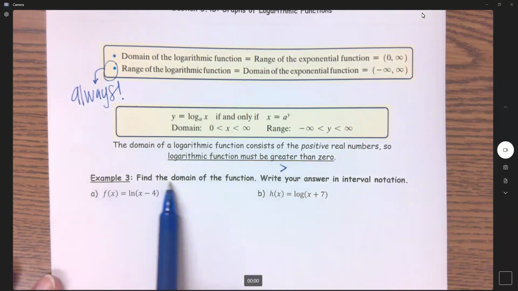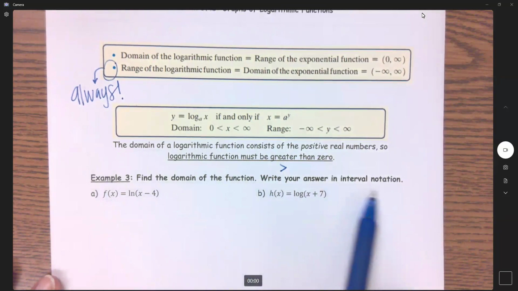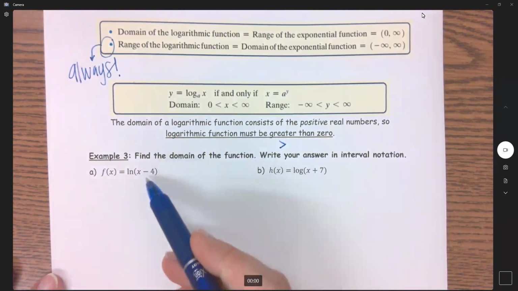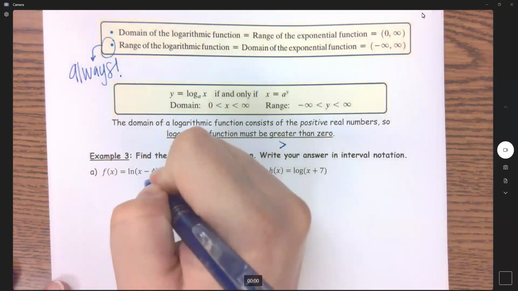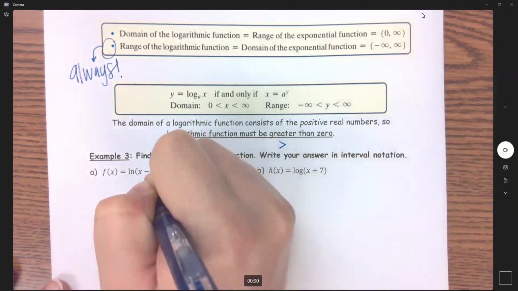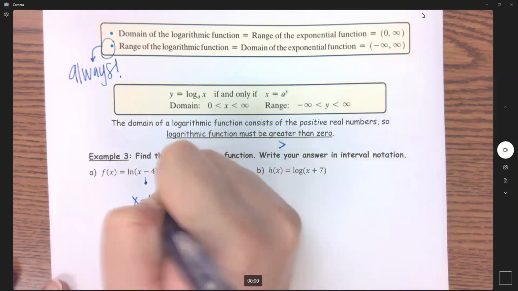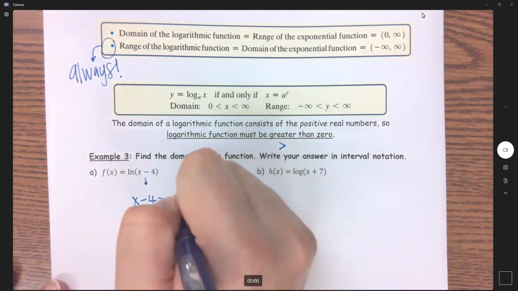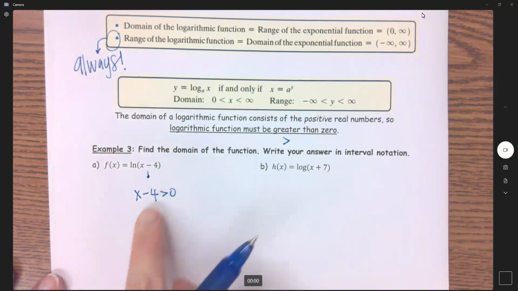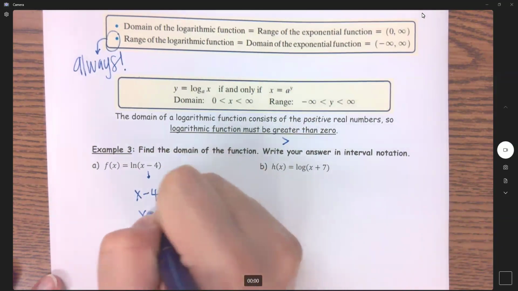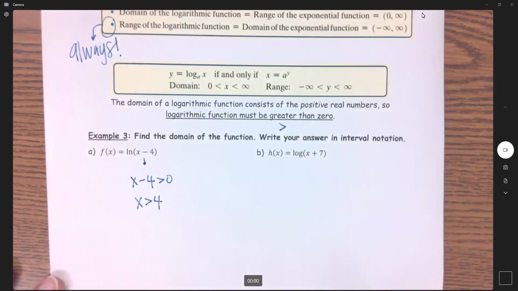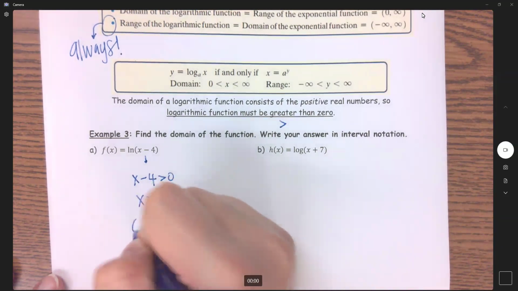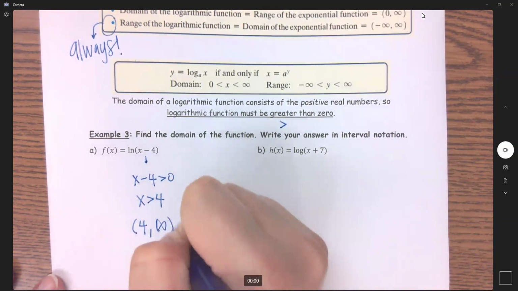So in example 3, it says find the domain of the function, and write your answer in interval notation. All we care about is this log right here. I'm going to take what's in that log, in this case x minus 4, and set that greater than 0. Now solve. Add the 4 over, and we get x must be greater than 4. So in interval notation, that will be 4 to infinity.